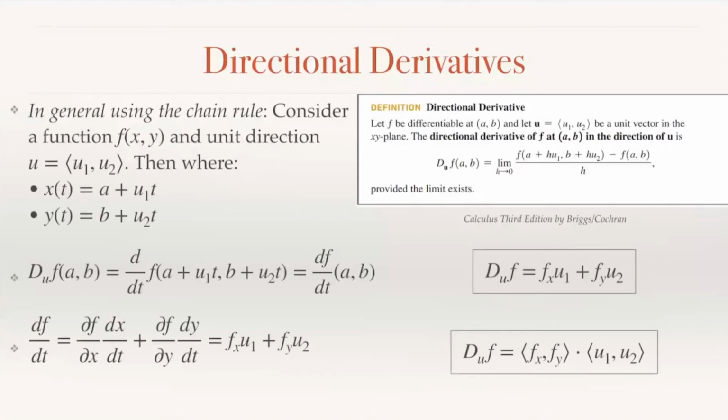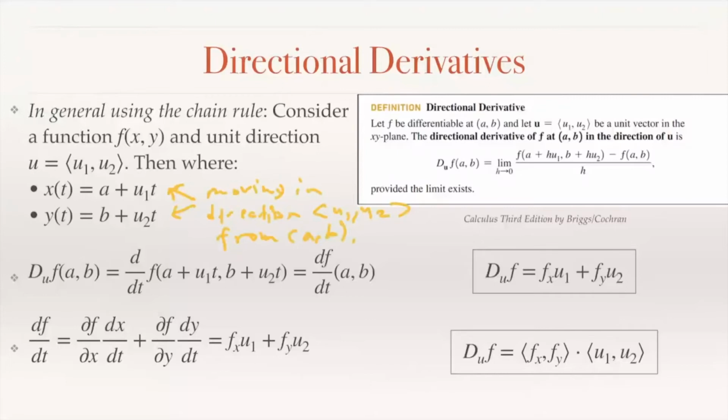So consider a function f of x,y and a unit direction u with components u1 and u2. Then what we can do, we're going to derive the formula. What we can do is parameterize: x of t is a plus u1 t, and y of t is b plus u2 t. And what each of these do, this means that we are moving in the direction u1, u2 from our desired or starting point, (a, b).